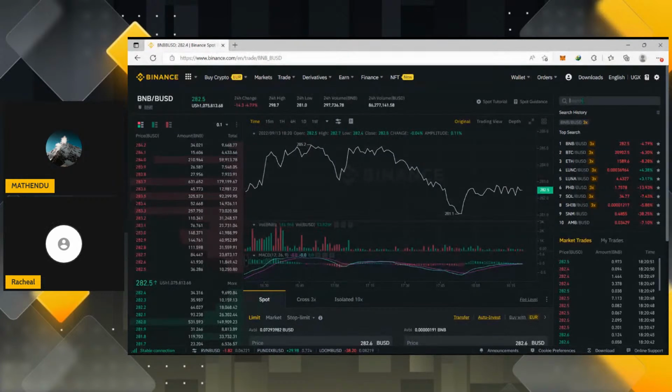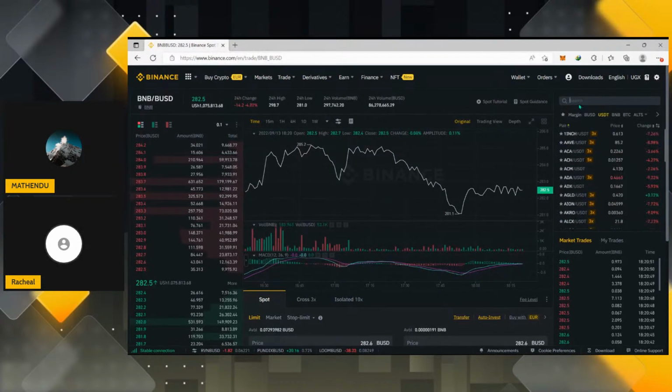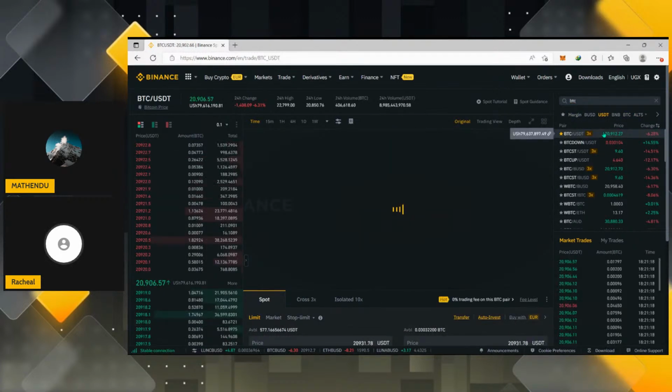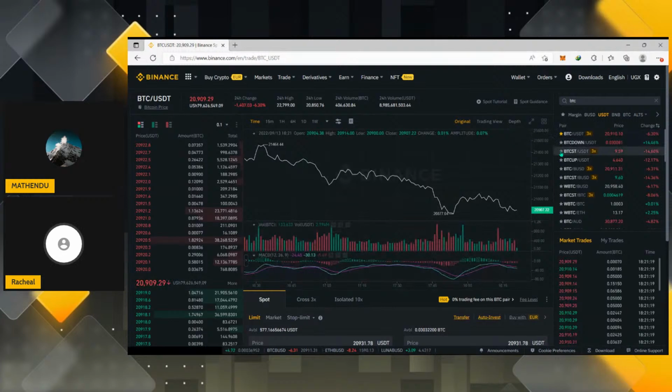So I'll go back to BTC. You can even just type in whatever currency you want to trade and see the trade pairs. Here you have the currencies, so if you want to trade pairs against BUSD, trade pairs against USDT, etc. I'm selecting BTC against USDT.